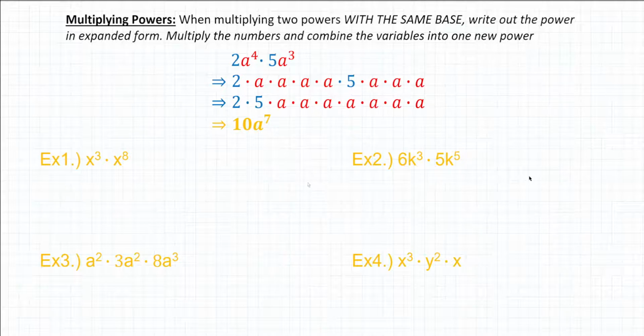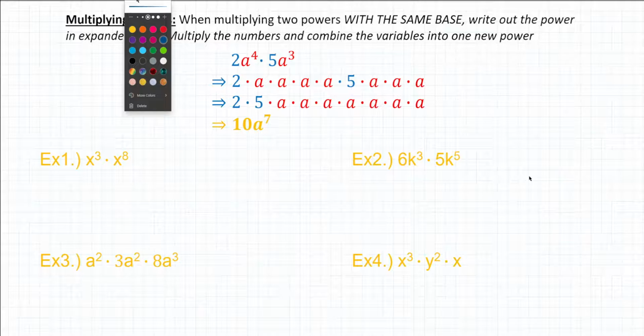Today you're going to be multiplying some powers. Multiplying powers is pretty straightforward. If they have the same base, all we're going to do is take each power, rewrite it in expanded form, reorder them so that all the numbers are on the left side, all the letters are on the right side, and then recombine them into one new power. So let's do a couple examples, because I really think you're going to catch on to this pretty quickly.